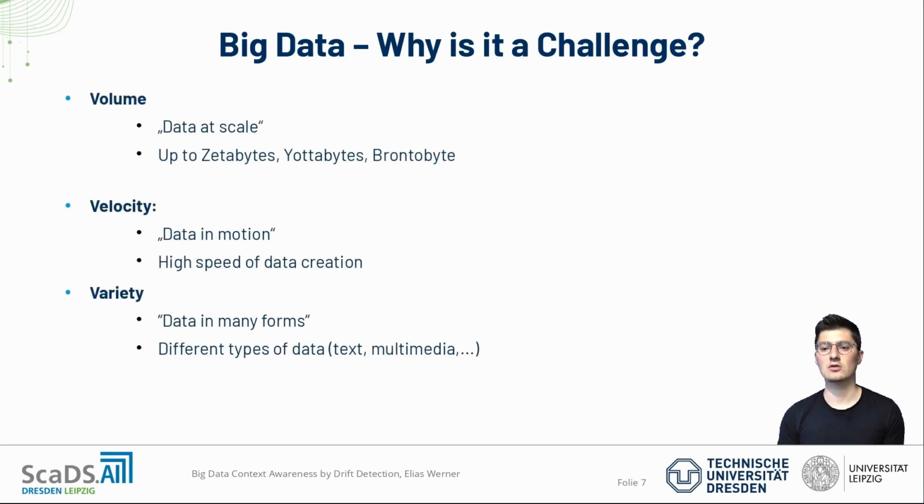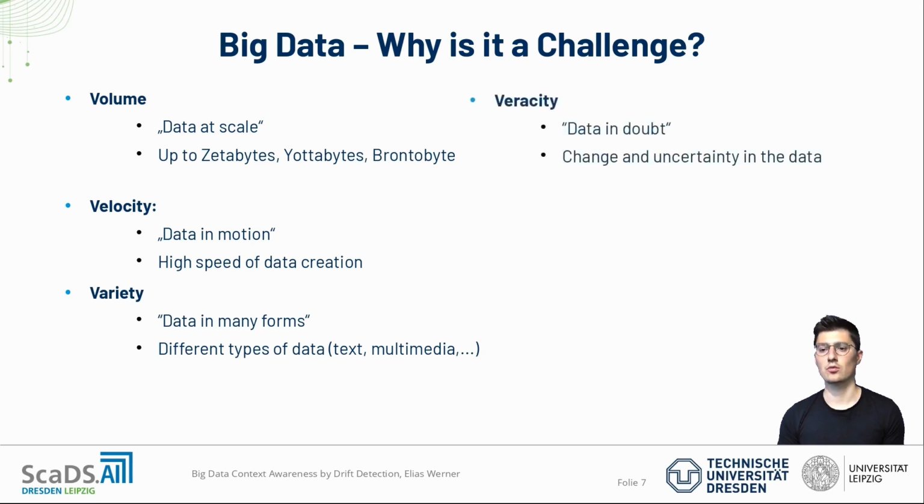However, with this big amount of data also some challenges arise. Therefore, some V-words exist that categorize several challenges. The 3 most common ones are volume, meaning data at scale and refers to the sheer amount of data. Velocity means data in motion and refers to the high speed of the data generation and how the data needs to be processed. Variety refers to data in many forms, meaning that there are a lot of different types of data available, like text data, multimedia data, structured data, or unstructured data.